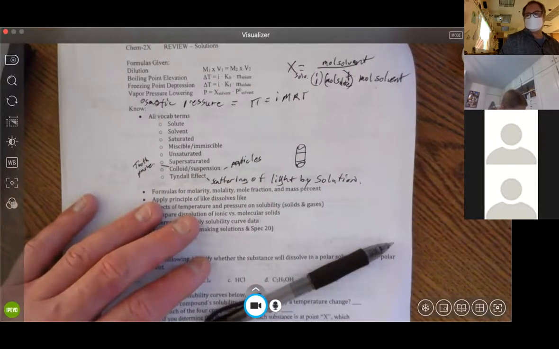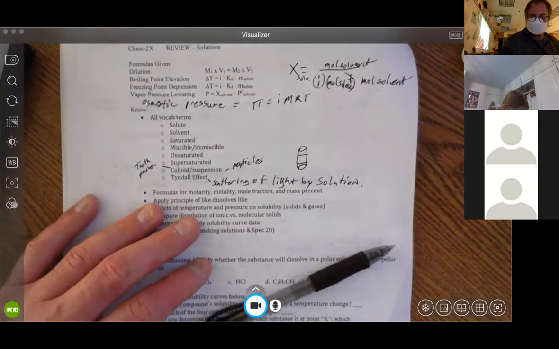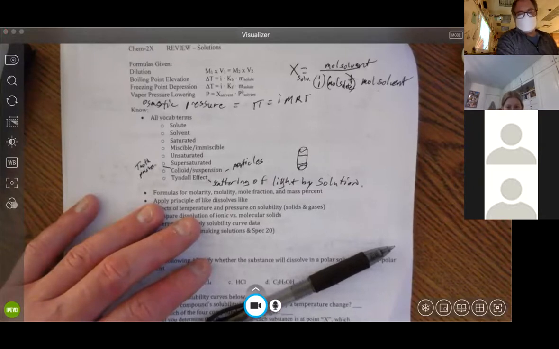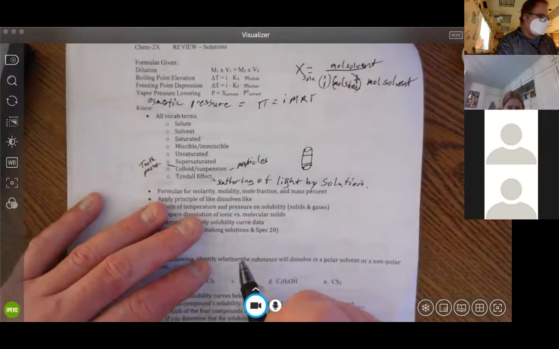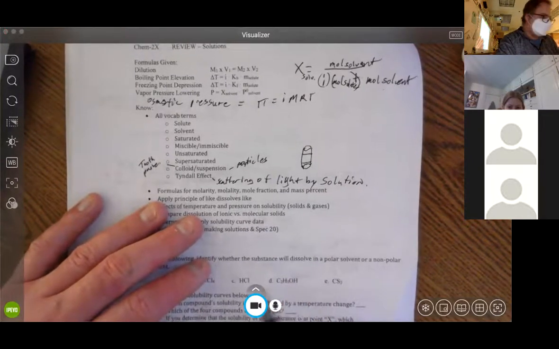Been a while. I'm going to make sure that I'm right on that. The Tyndall effect, yeah, it's a light scattering of particulate matter dispersed in a solution.